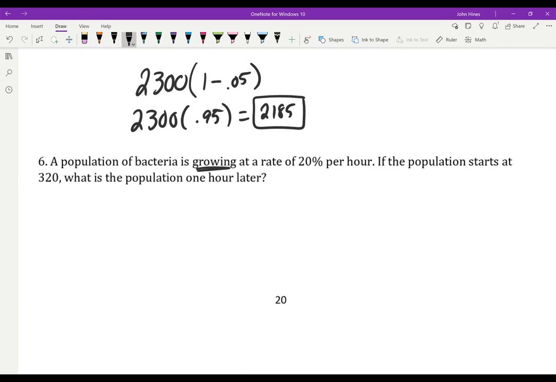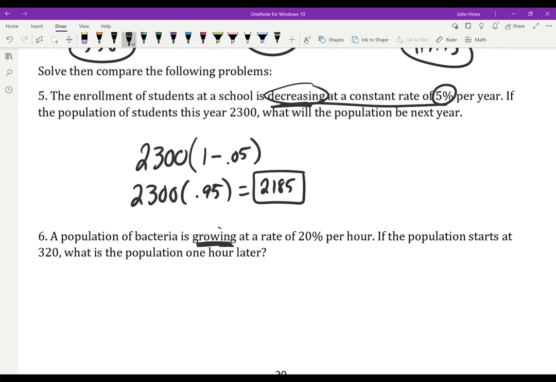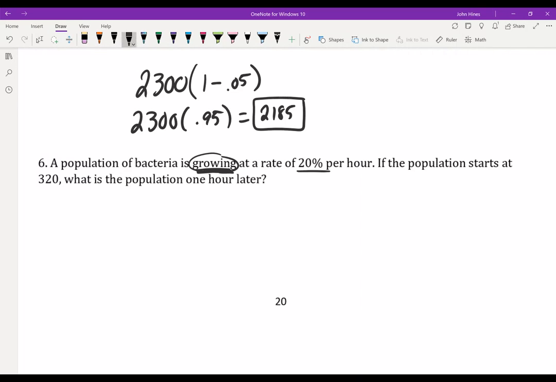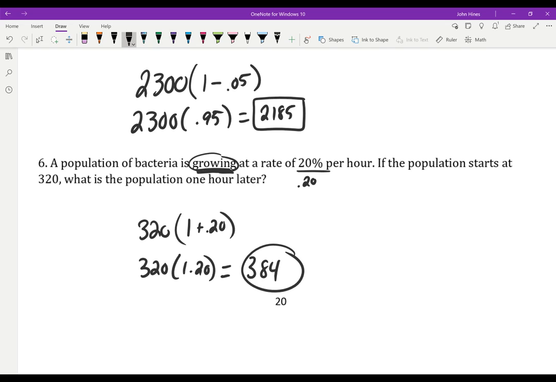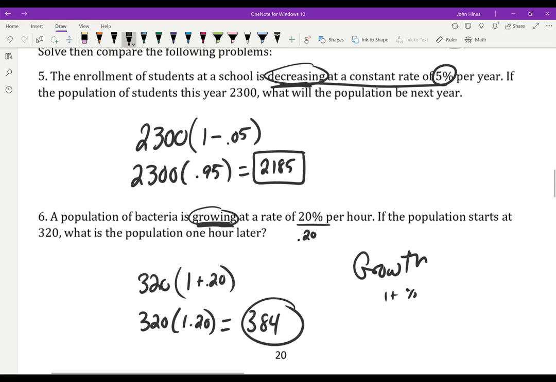Bacteria is growing. See, this is different. This one's growing. So this was a decay problem. This is a growth problem at a rate of 20%. So when I'm growing, I take the initial amount, and then I don't use 0.20, I do 1 plus 0.20. So I just stick a 1 in front of that decimal. Instead of doing 1 minus, I'm doing 1 plus. So 1 hour later, how much bacteria is there? Type it in my calculator here, and I get 384. So notice this was a growth problem, so we did 1 plus the percentage. This is a decay problem. As I'm decreasing, I'm doing 1 minus the percentage.